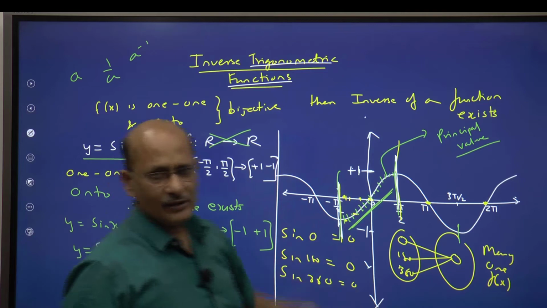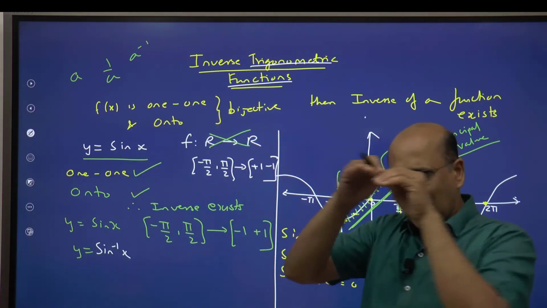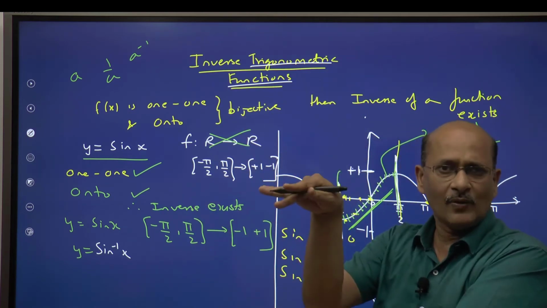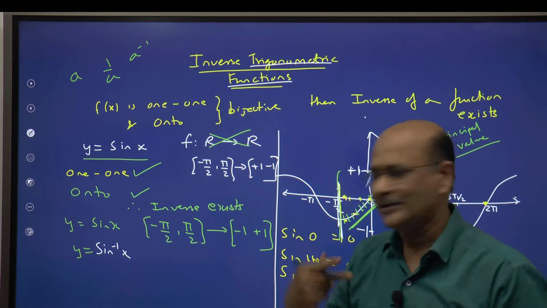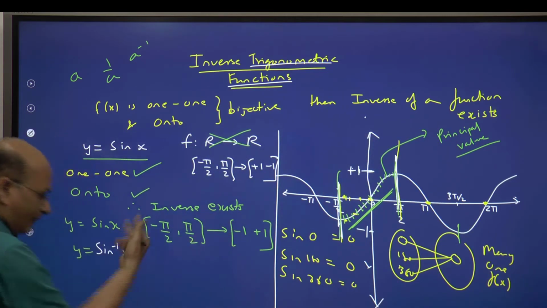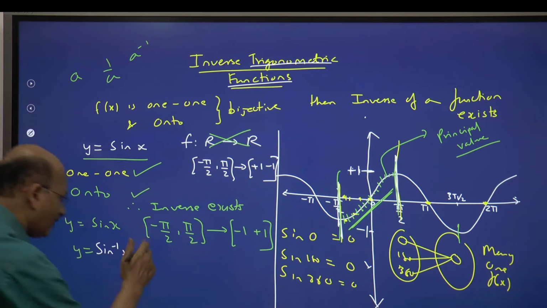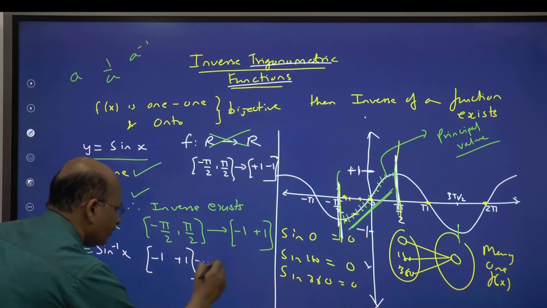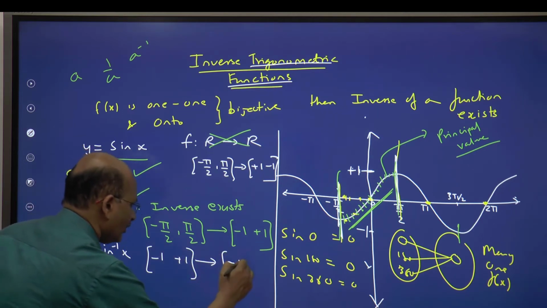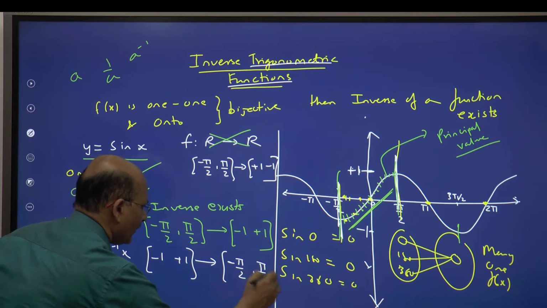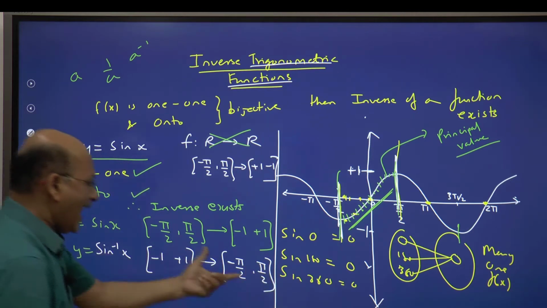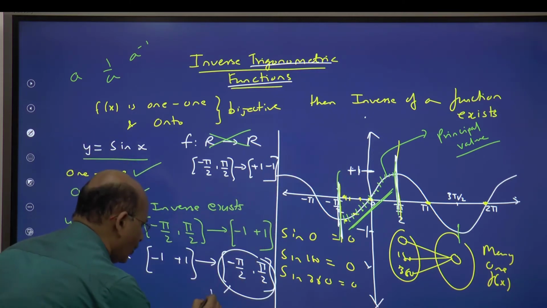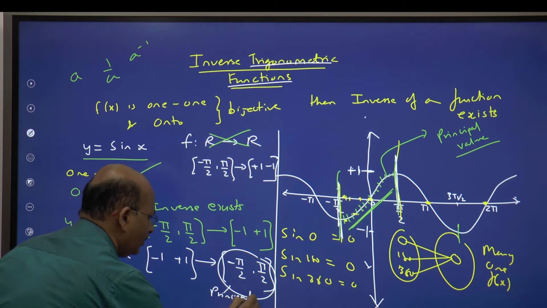So basically in inverse, children, the domain becomes the range and the range becomes the domain. The x axis becomes the y axis and the y axis becomes the x axis. So basically a swapping will happen here. Now listen very carefully. That's the reason the domain in this will be minus 1 to plus 1, and this will be the range, that is minus pi by 2 to pi by 2. Very important point.